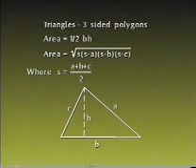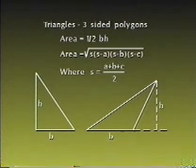Here we have a triangle, which is a three-sided polygon. The area of a triangle is 1/2 base times the height. Now there's a second formula for the area of a triangle as shown in the graphic. This is when we do not have any angles, but we know all of the sides of the triangle. And that is the square root of s times the quantity s minus a times the quantity s minus b times the quantity s minus c. This formula is used only when the three sides of a triangle are given.